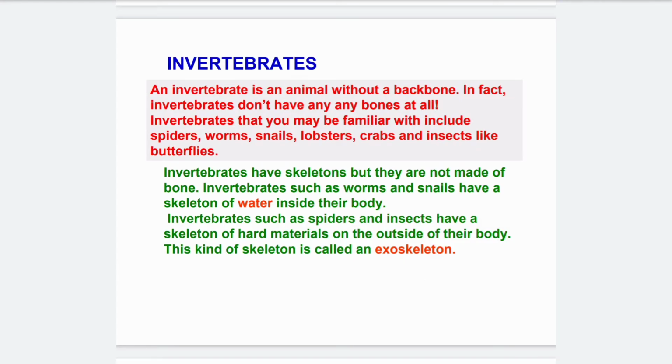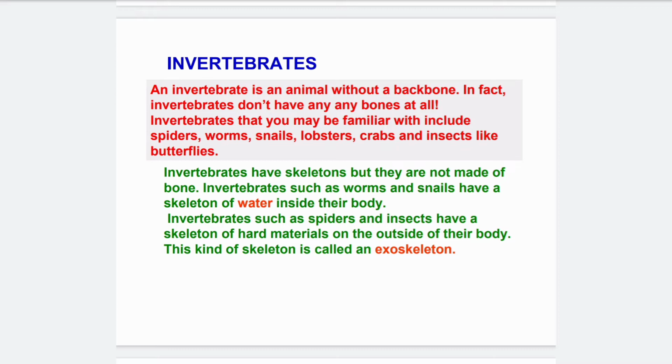work. Invertebrates. An invertebrate is an animal without a backbone. In fact, invertebrates don't have any backbones at all. Invertebrates that you may be familiar with include spiders, worms, snails, lobsters, crabs, and insects like butterflies.